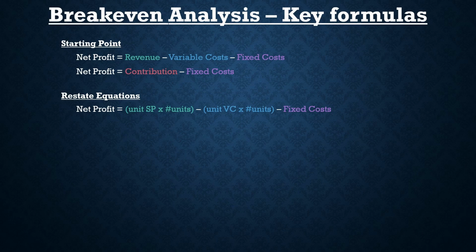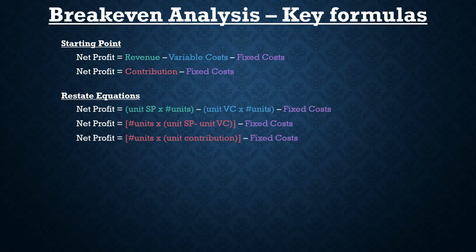minus the product of the number of units and the unit variable costs minus fixed costs, which can be simplified as net profit equals number of units times the unit selling price minus the unit variable cost minus fixed costs, which can also be simplified as net profit equals the number of units times the unit contribution minus fixed costs.